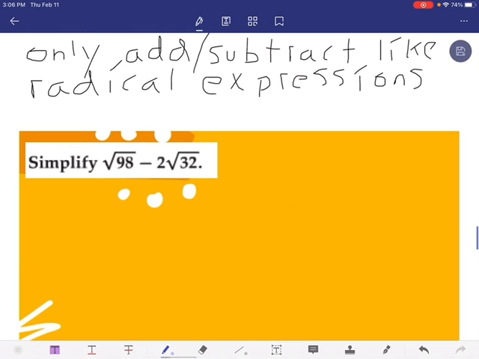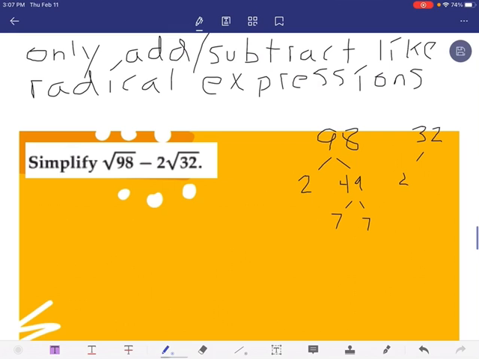Well, notice that right now I have square roots, which is good because that means that my indexes are the same. However, notice that our radicands are not the same. I have a 98 and a 32. So what we need to try and do is reduce those as much as possible. So again, I'm going to go back to my trusty factor tree. So 2 goes into 98 49 times, and then 49 is a perfect square that has 7 and 7.